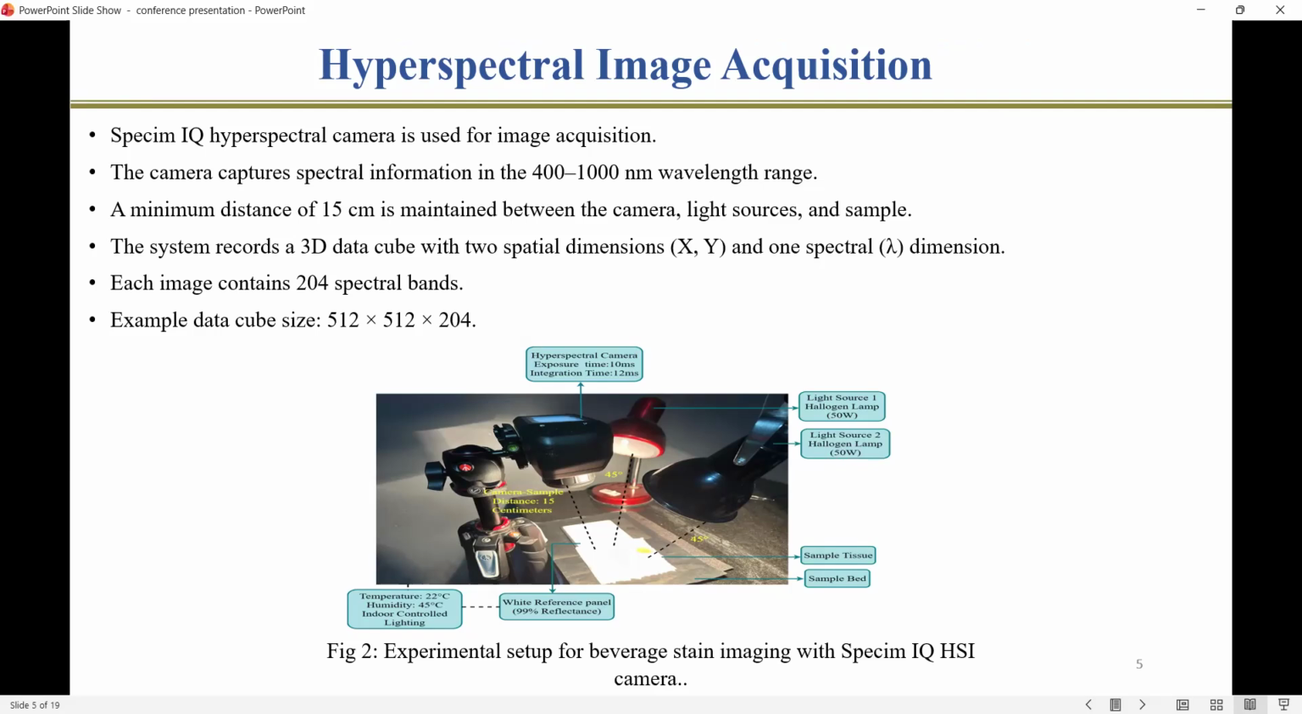The system records a 3D cube with two spatial dimensions and one spectral dimension. Each image contains 204 spectral bands, that is 204 channels, and the size is 512 by 512 by 204 channels. In the figure below you can see our capturing process, with two halogen lights and one hyperspectral camera. The distance between the light and the sample should be minimum 15 centimeters, and the angle should be 45 degrees.